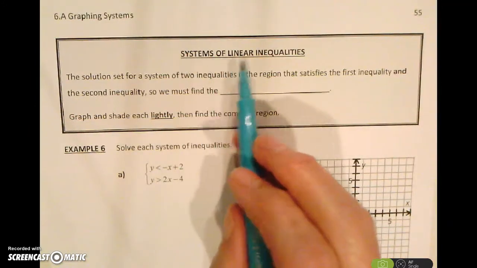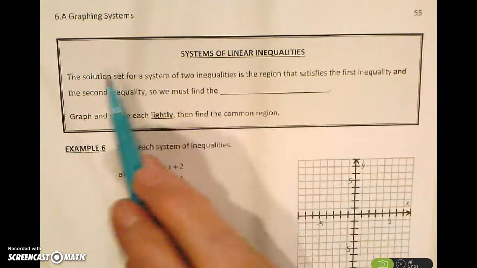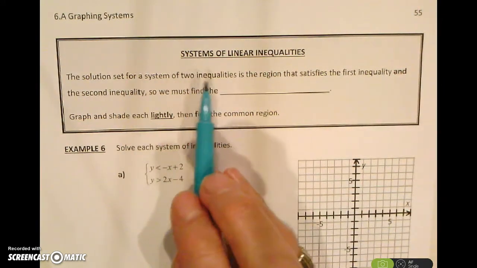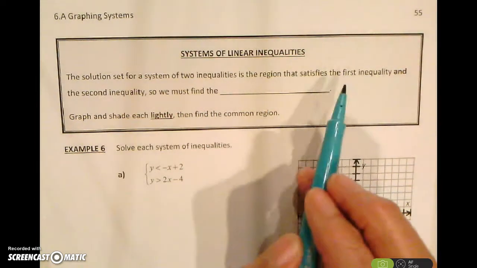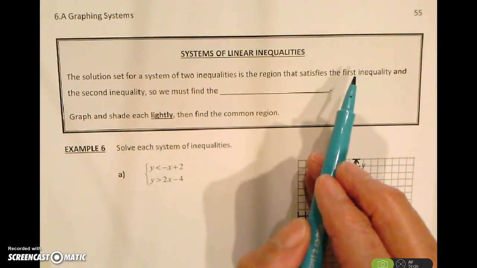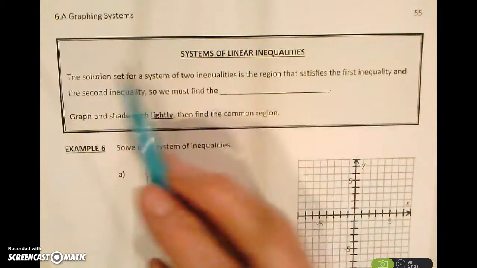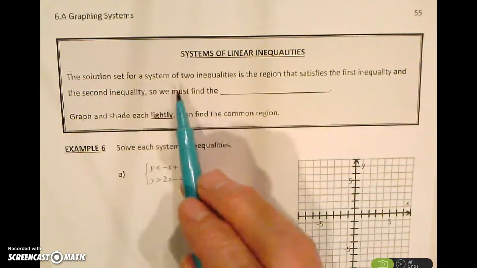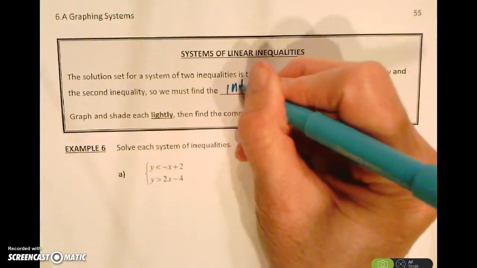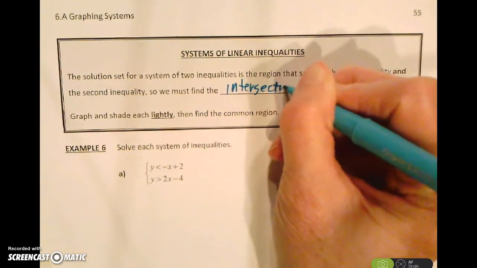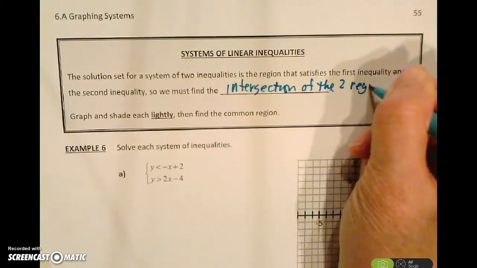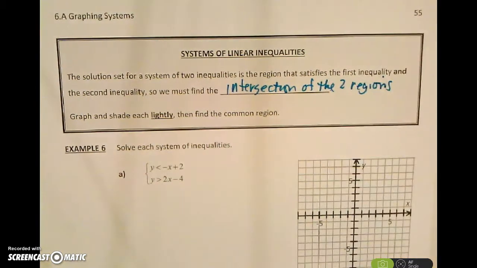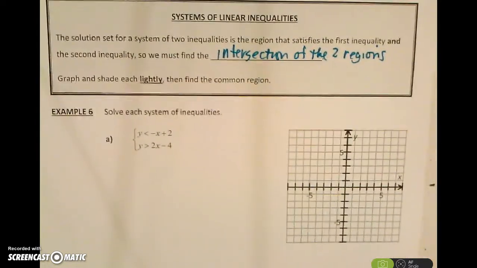We'll also have systems of linear inequalities. So remember that a solution set for a system of two inequalities is a region that satisfies the first inequality, so remember it's a shaded area, and the second inequality both. So we must find the intersection of the two regions. So to find this, we're going to graph and shade each lightly and then find the common region.